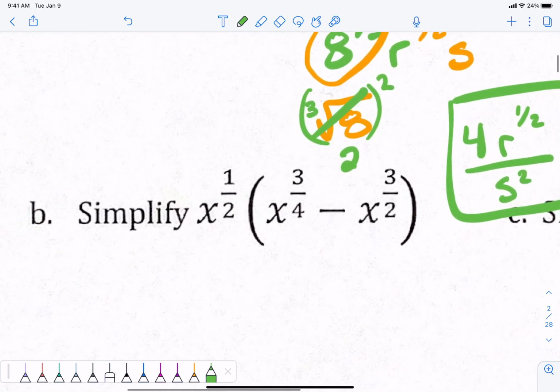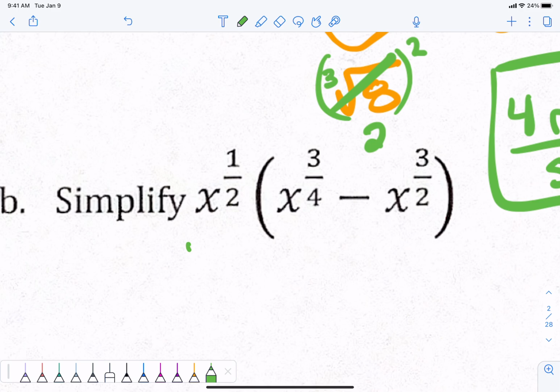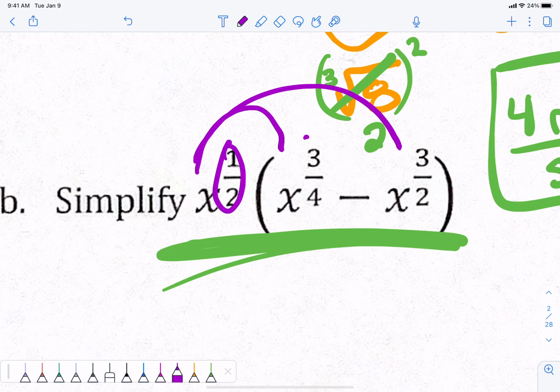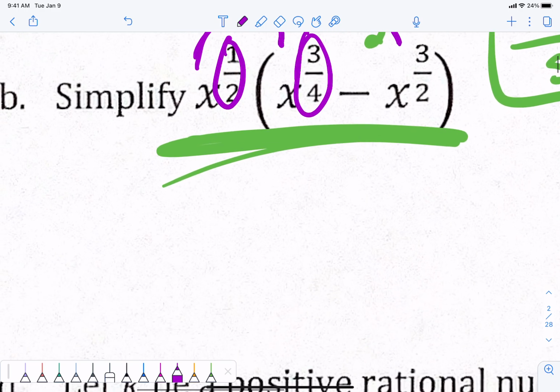Let's do one more and then we'll stop. Let's do this guy. All right. What do you do with this? You FOIL. Take this times that and this times that. Do you multiply or add? You add the exponents. 1/2 and 3/4. Why do you add the exponents?